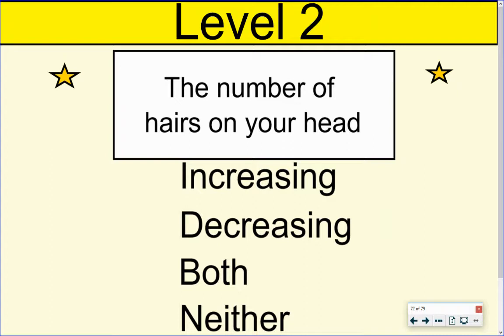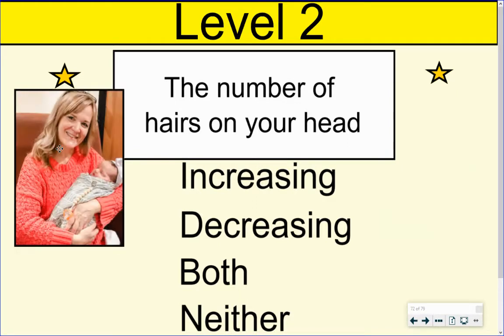Okay. So, number of hairs on your head. Do you think that's going up or is that going down? So I'm going to give you 2 examples to kind of help you out with that. Here is Mrs. Shaw. Now, Mrs. Shaw has a lot of hair, and she also has a little baby in her arm. And you think about it, do you think that they're getting more hair or they're getting less hair? Well, especially if you look at that cute little baby there, their hair is going up. Okay, they're increasing their hair.